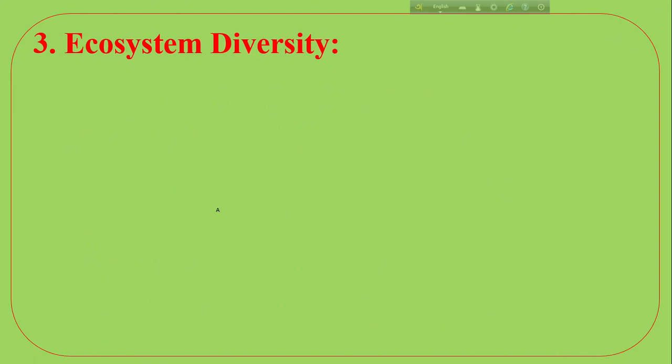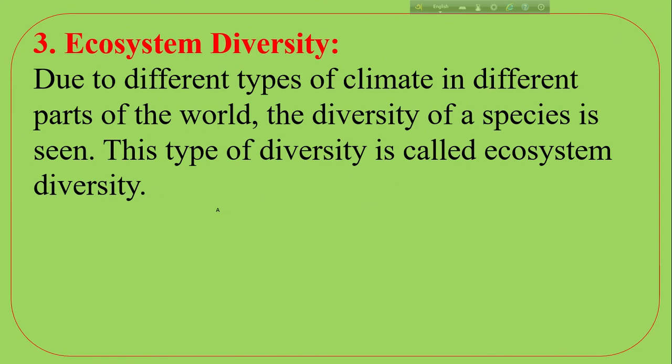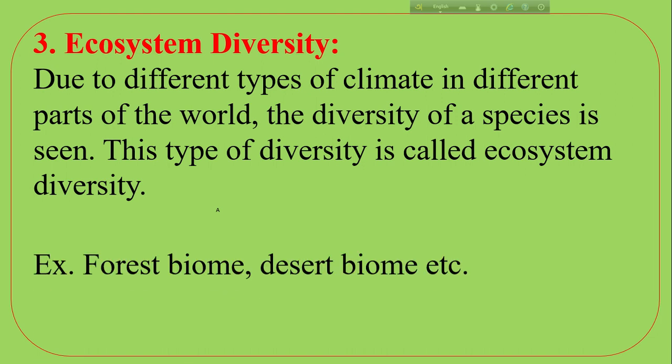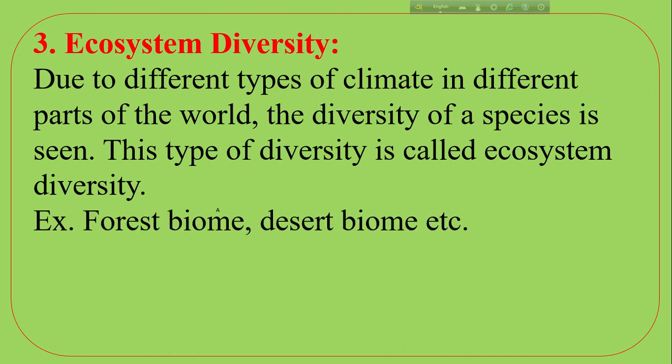Ecosystem diversity. Due to different types of climate in different parts of the world, the diversity of species is seen. This type of diversity is called ecosystem diversity. That means different regions of the world are different in their climate, their weather. That's why their activities, their structure, their outer looking are different. Example: forest biome, desert biome.